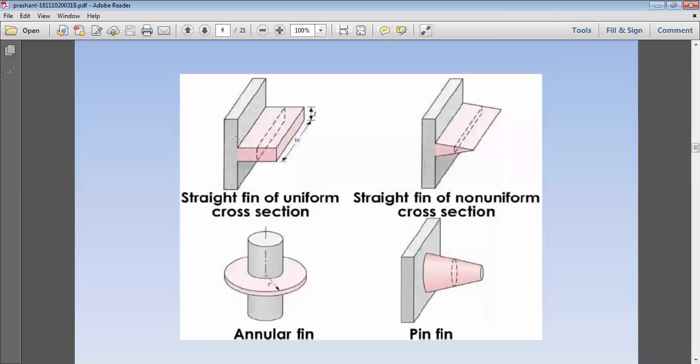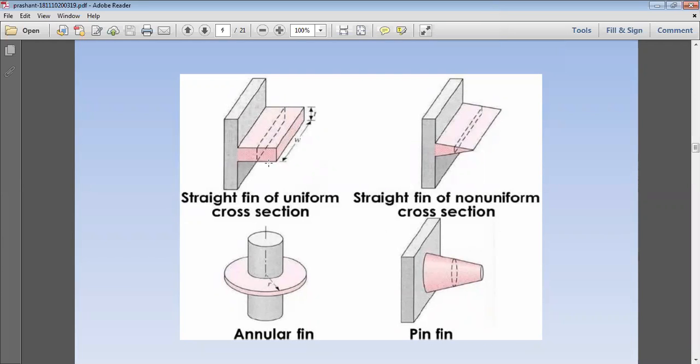Here you can see this is the base material, the base where we need to dissipate the heat to the surroundings. So they are using one fin, which is called rectangular shape. Here you can see the shape of the fin, W into H. So we have the thickness of the fin, the width of the fin and the length of the fin.